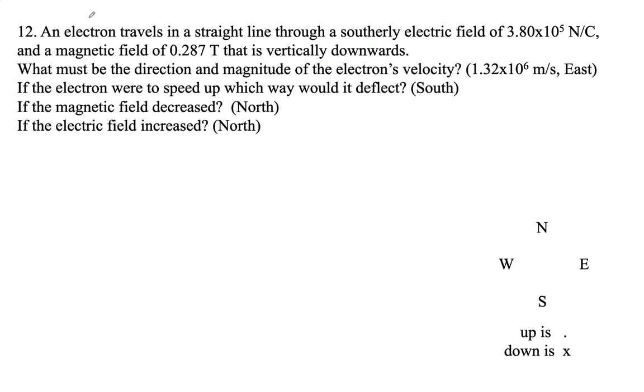We got an electron here. We're going to have to reverse things, right? So it's traveling. There's a southerly electric field, right? So let's draw a picture of it. If the electric field is to the south, the electric force on an electron is going to be EQ. And so an electric field to the south times a negative charge is actually a force to the north.